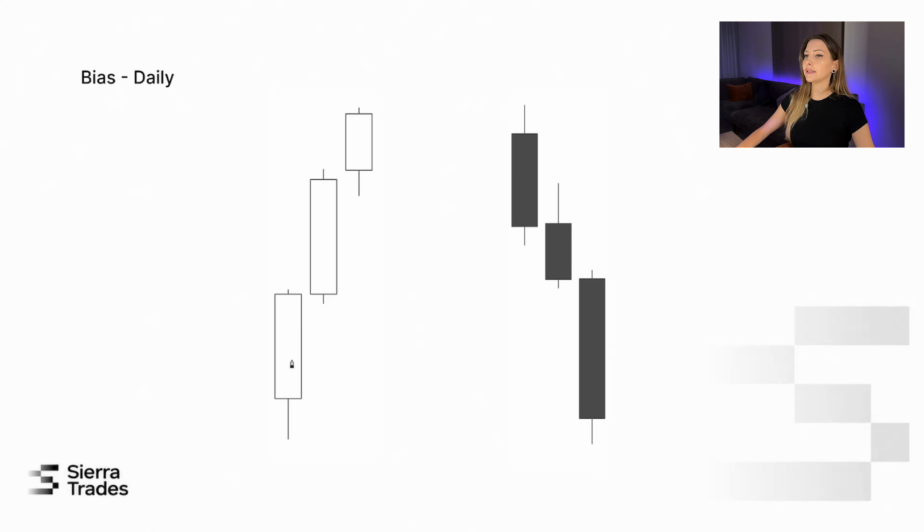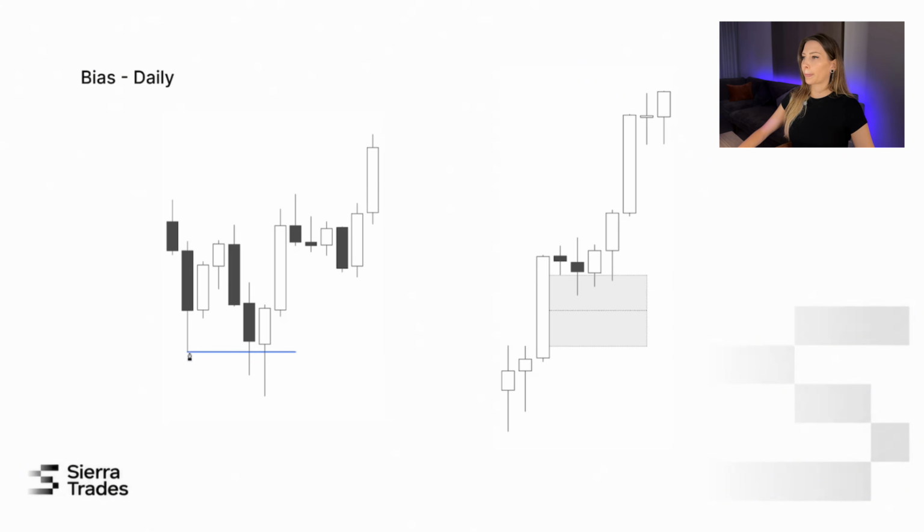I identify the directional bias. Is price in a bullish run, meaning candles are closing above previous day high, or is it bearish, meaning candles are closing below previous day low? Is there liquidity sitting below that the market is likely to sweep before it moves higher, or is there a fair value gap that needs to be retested first?